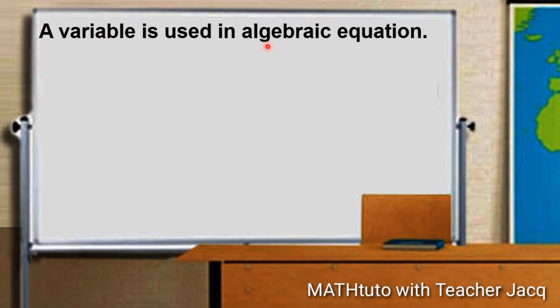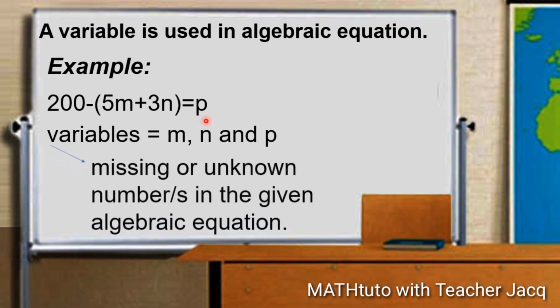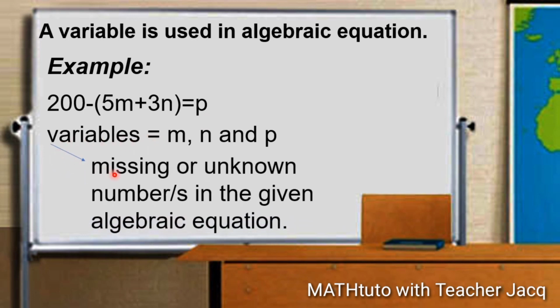A variable is used in an algebraic equation. So yung kanina, algebraic expression. Ngayon naman, algebraic equation. So let's have our example. 200 - (5m + 3n) = p. Our variables in this equation are m, n, and p. Again, when we say variables, these are the missing or unknown numbers in the given algebraic equation.